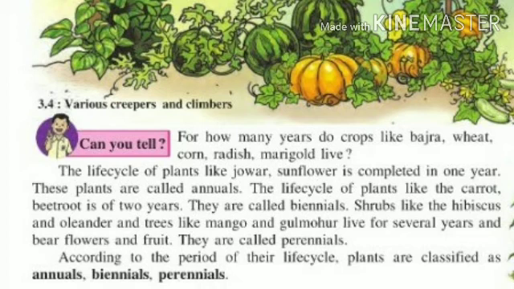They are called biennials. Shrubs like the hibiscus and oleander and trees like mango, gulmohar live for several years and bear flowers and fruits. They are called perennials. According to the period of their life cycle, plants are classified as annuals, biennials and perennials.